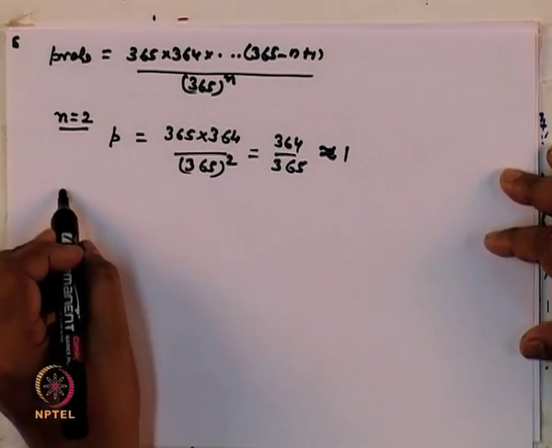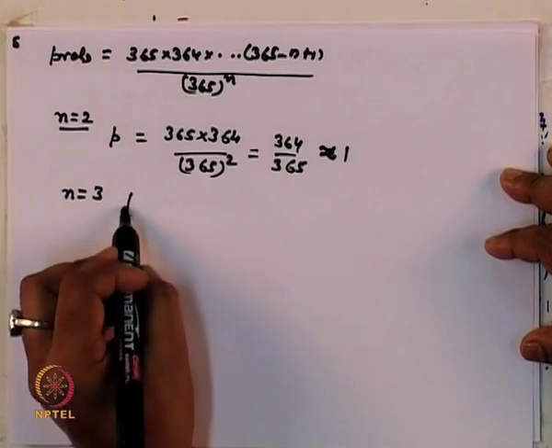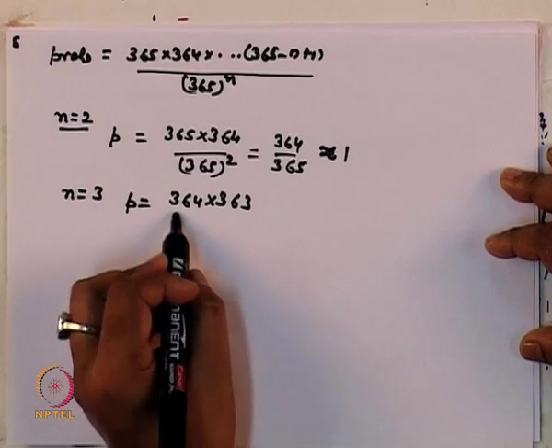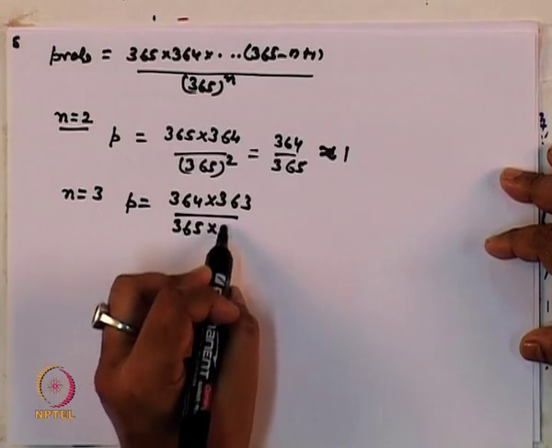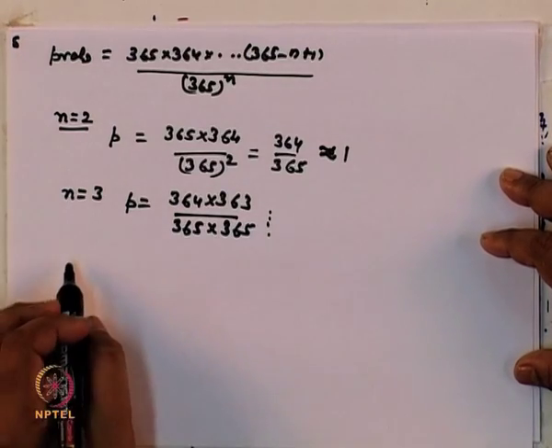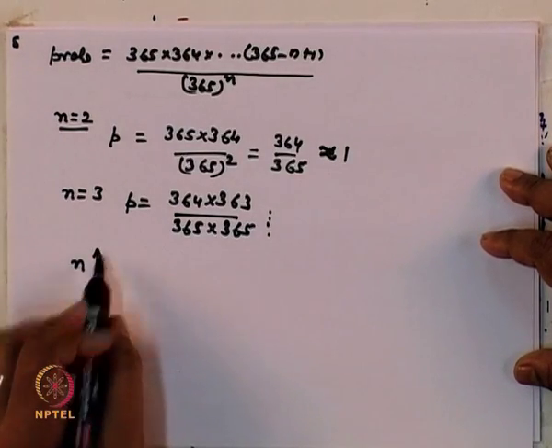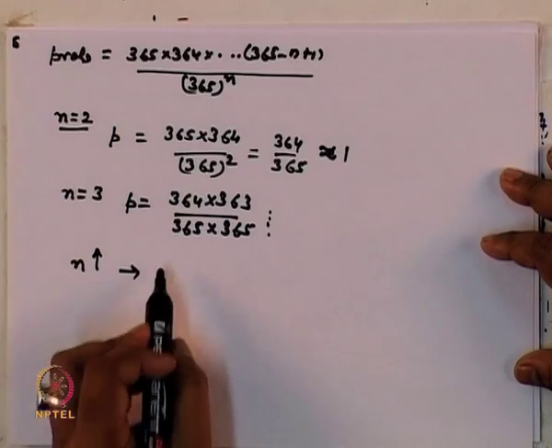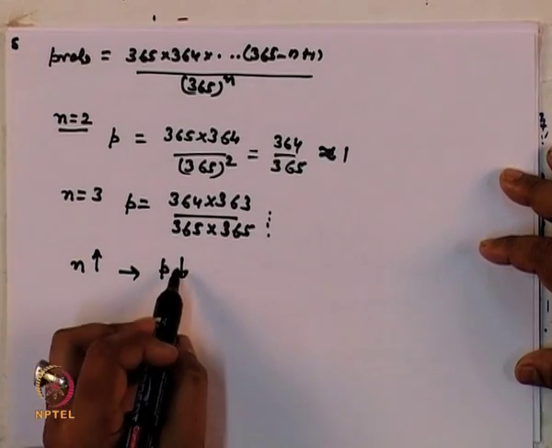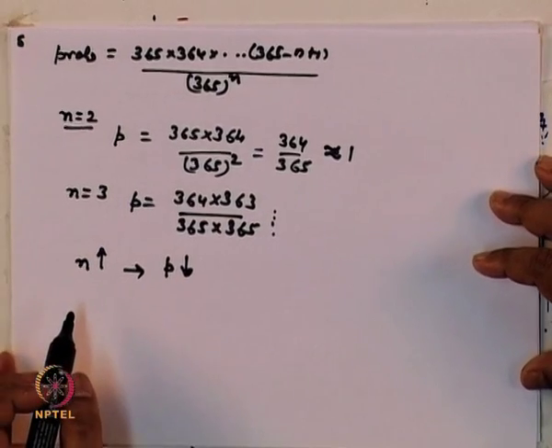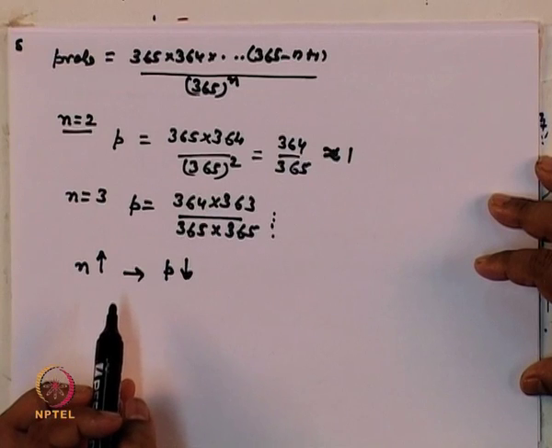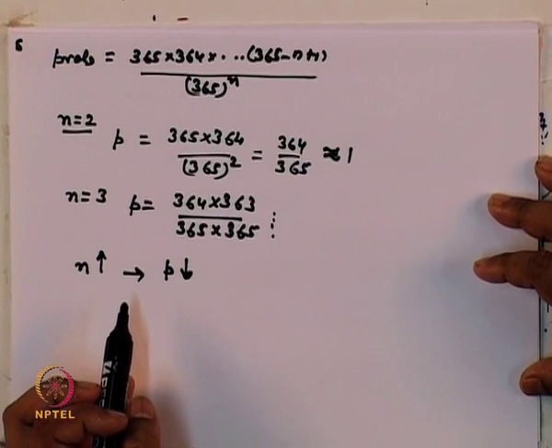Okay. But as you see, if n equals 3, this probability becomes 364 into 363 by 365 into 365. So, as n increases, the probability decreases. We can compute the n at which this probability falls to 50%, and it turns out to be nearly n equal to 23.